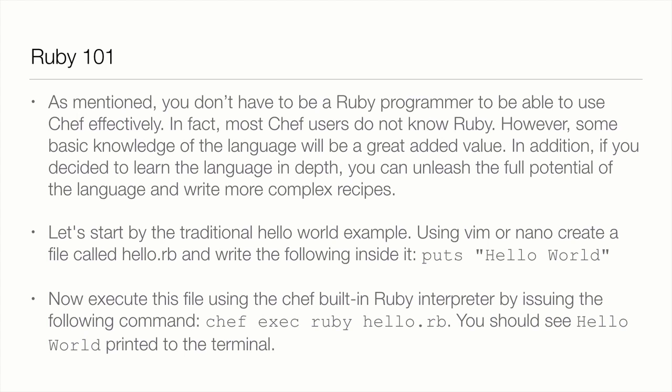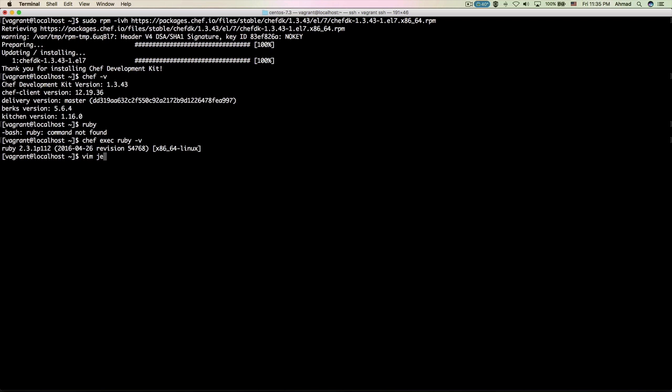Let's start with the traditional Hello World example. Using your favorite editor, I'm going to use Vim. If you want to use Vim or Nano, you are totally free. Just create a text file called hello.rb and write the following code inside it. So I'm going to create a file called hello, and I'm going to give it the extension rb. And okay, Vim is not installed, so I'm going to quickly install it.